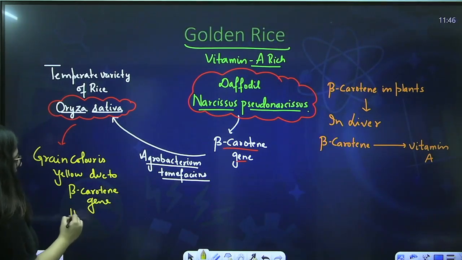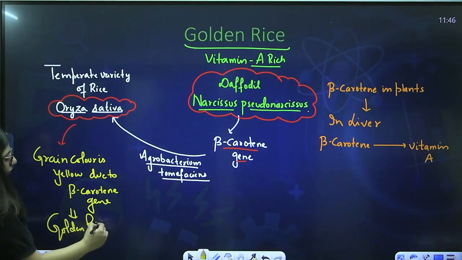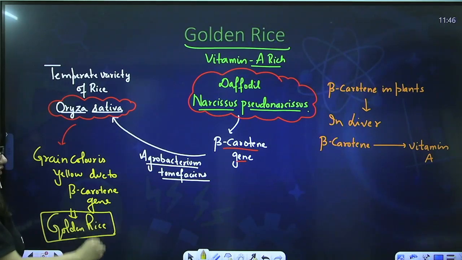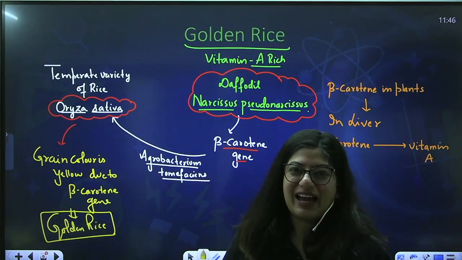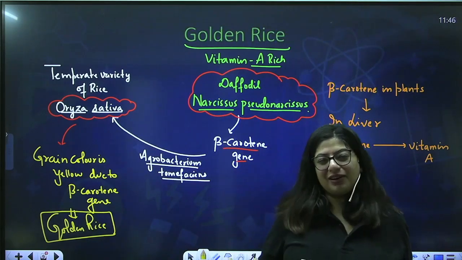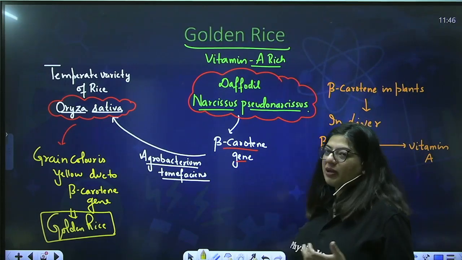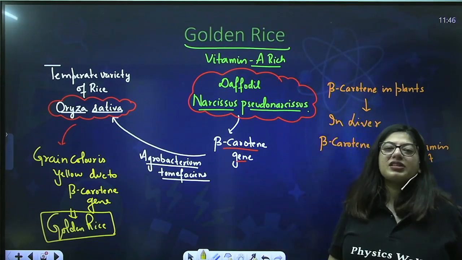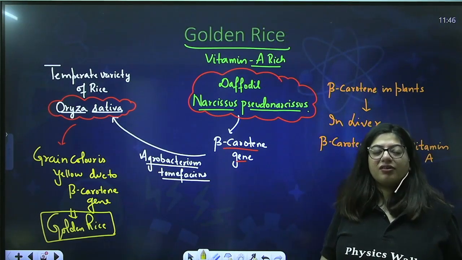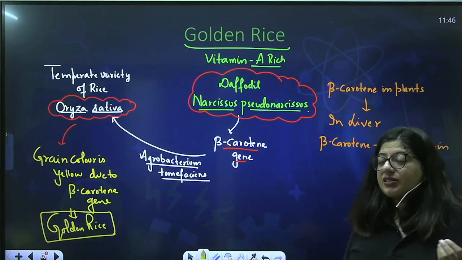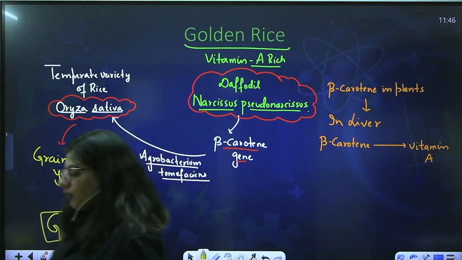Fine. And because its grain color is yellow, it got its name golden rice. So we say golden rice is the rice which does not have a golden color exactly, but a little yellow color appears like gold, and it has the beta carotene gene which later on becomes vitamin A in your body. So hence we say golden rice is a kind of high nutrition rice which is rich in vitamin A. And this is a very important topic because every year a question is asked from here. Let's solve a question from this topic.